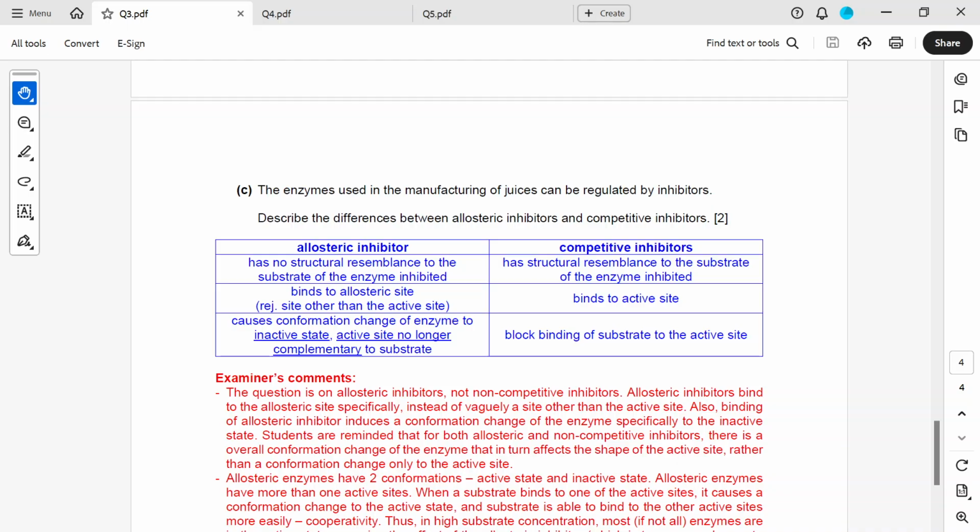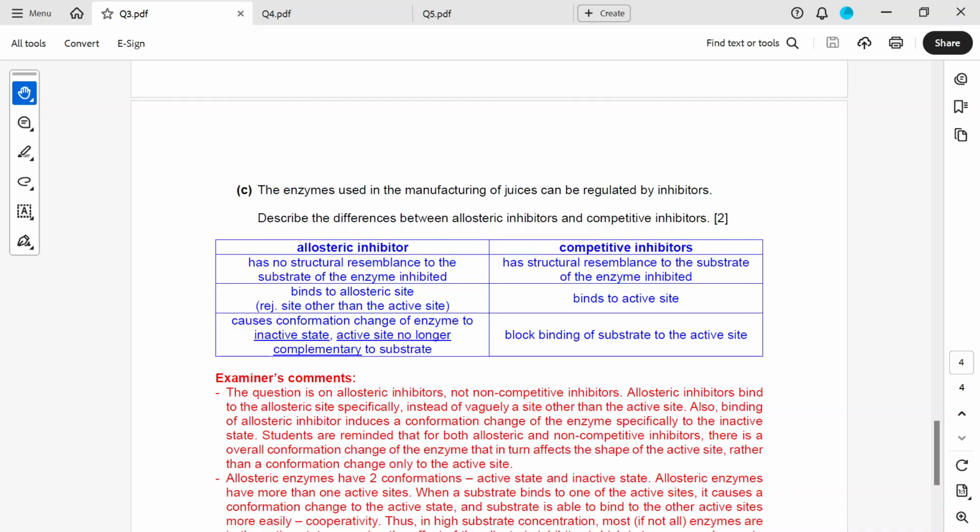For the competitive inhibitors, the comparison would then be based on the action of the inhibitor. The comparison would be that it blocks the binding of the substrate to the active site by itself binding to the active site, or competing against the substrate to bind to the active site.